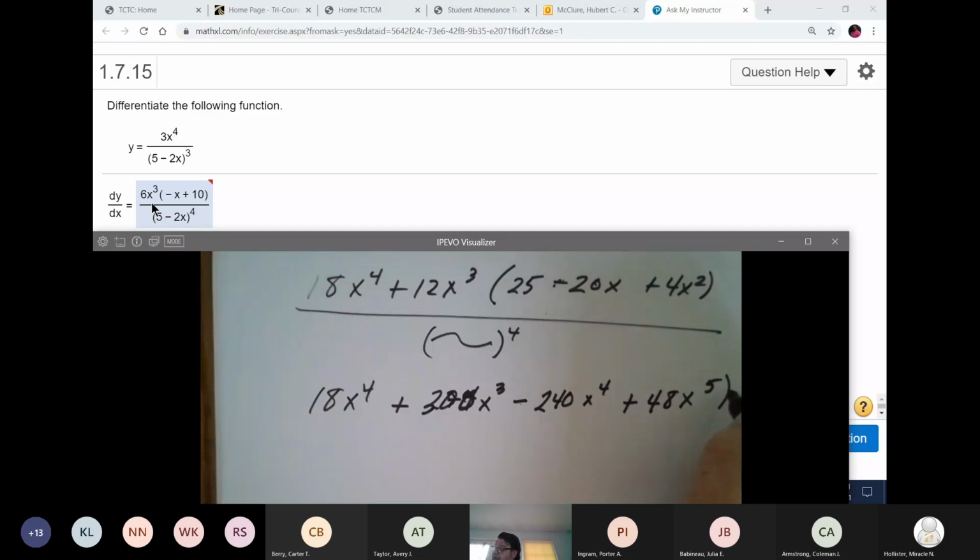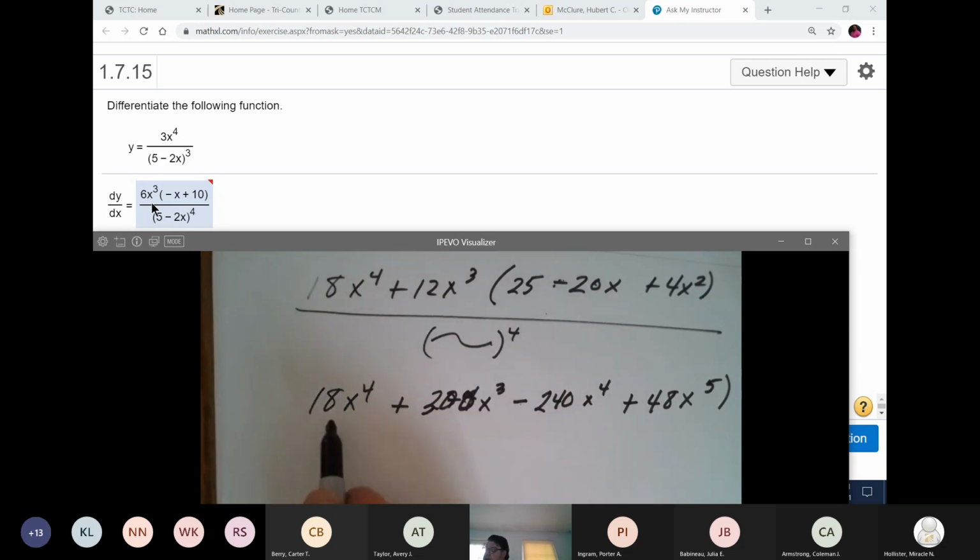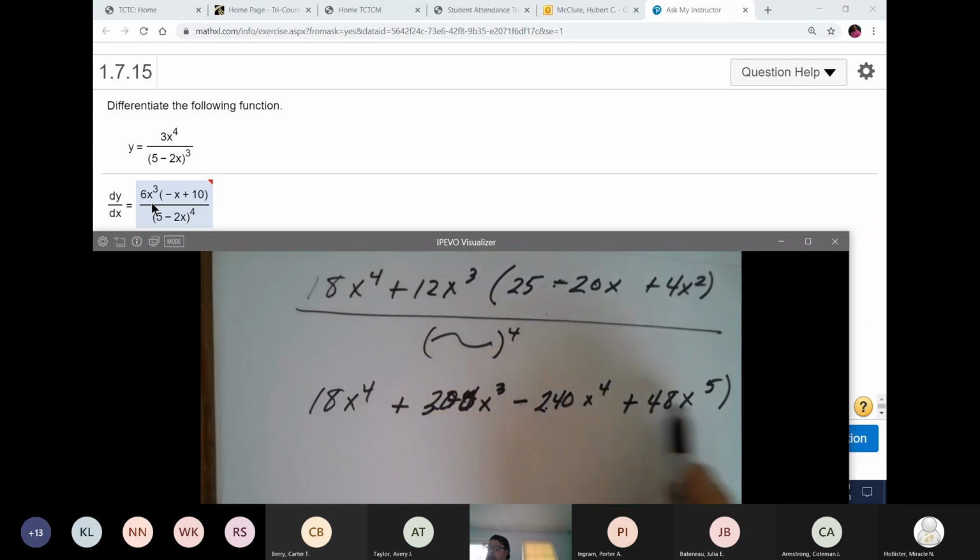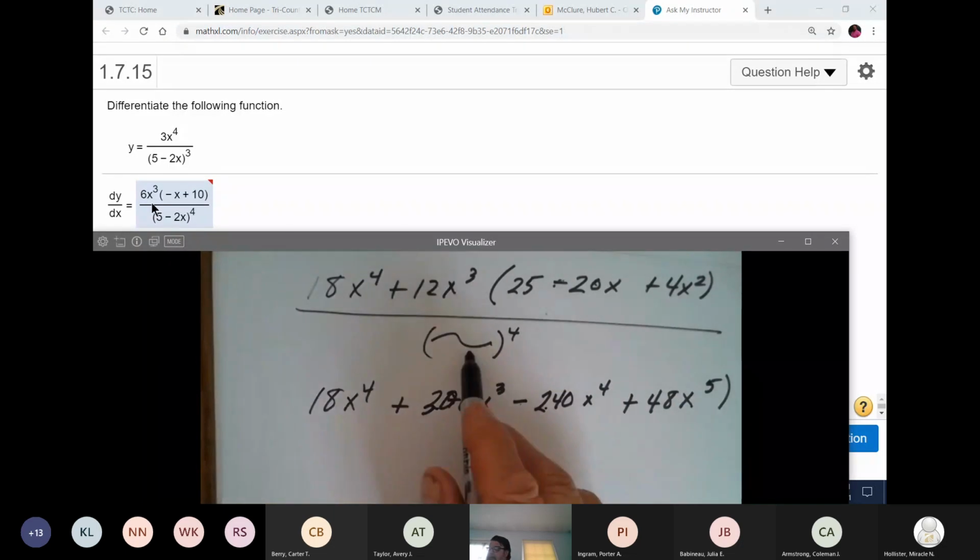I'm looking. That'd be x to the fifth. No, that's not going to work. I don't think that's going to work worth a flip. But I'll go ahead and keep going. 18x to the fourth minus 240x to the fourth. That doesn't look right. And that x to the third and that x to the fifth. I think we got a problem there. But we do have 5 minus 2x to the fourth.